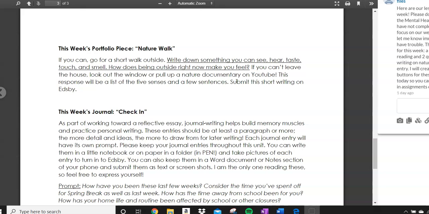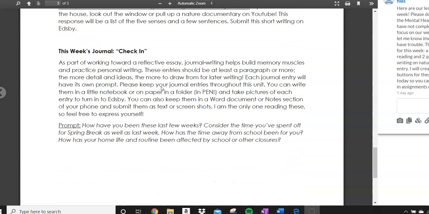So this response should be a list of your 5 senses, so something you see, something you hear, something you taste, touch, and smell, and a few sentences. So make sure you're submitting that on Etsy. So that's what that whole piece should look like. So you can type it up, you can write it on notebook paper in pen so I can see it and take a picture of it, or however you would like to submit it as long as it can fit in there.